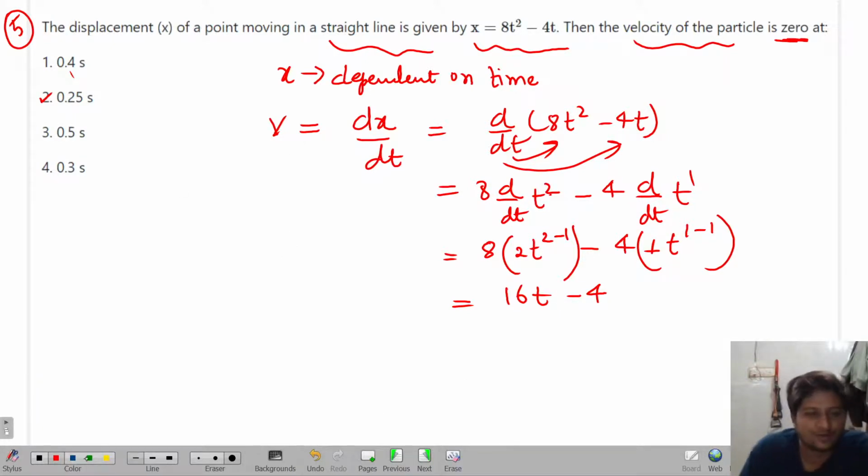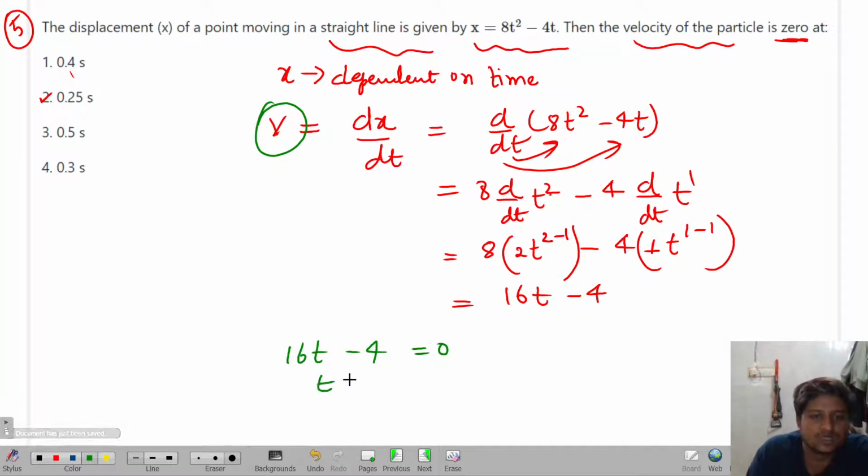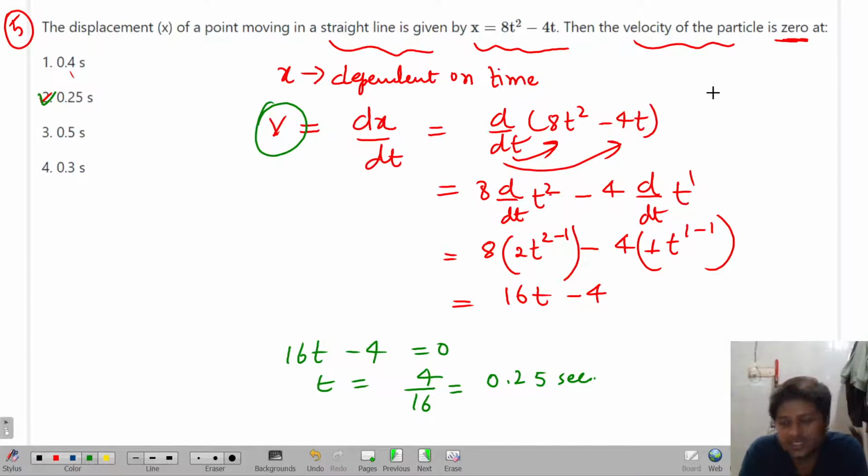Okay, look over here. It is asking when this velocity will be 0, so I have to put the velocity equal to 0. That means 16t minus 4 equals 0. t becomes 4 by 16, which is 0.25 seconds. So the answer is 0.25 seconds. The velocity of the particle becomes 0 at time equal to 0.25 seconds.